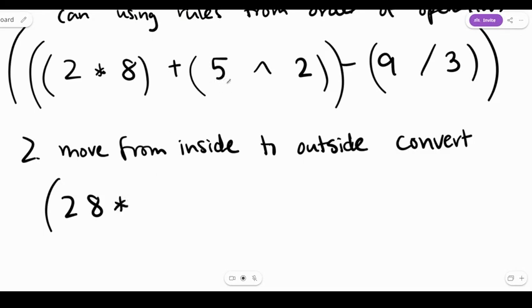And then you have 5 to the power of 2, so that would be 5 2 exponent. And then these two things are being added together, so you would have the plus. And now for the next part, 9 divided by 3 is also in the innermost parentheses. So we have 9 3 divide, and then our minus, which goes at the very end.